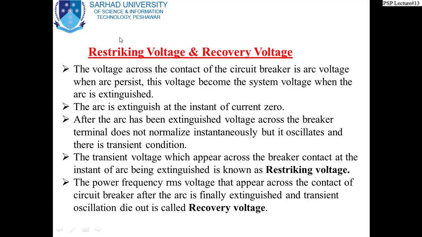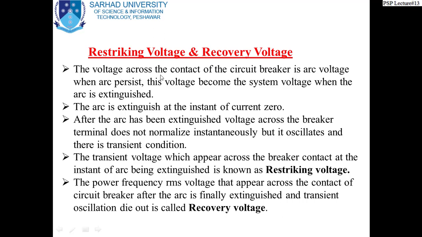Okay, now at this particular moment I want to define a few voltages, because there are some numerical parts of this chapter that come in the next lectures. So before taking that part, we have to define a few voltages. Number one is restriking voltage, and the second one is recovery voltage. You must understand these. First of all I narrate this point to you, and then I'll explain this with the help of a graph.